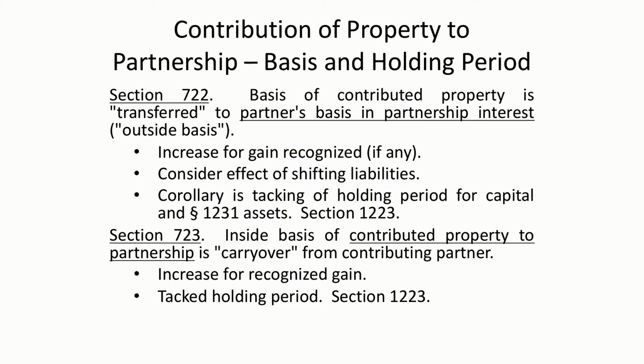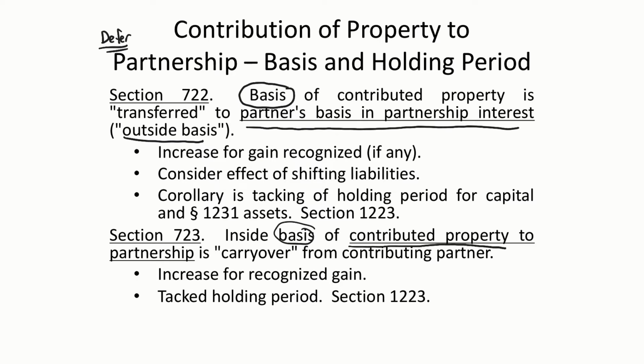Okay, so remember we have non-recognition. All non-recognition rules have a corresponding basis rule. Because remember, we're deferring gain or loss, and the deferral mechanism is through the basis. So we need to know the basis of the partner's partnership interest, and we call that outside basis because it's outside the partnership. And we also need to know the basis of the property the partnership receives, and we call that inside basis because it's inside the partnership.